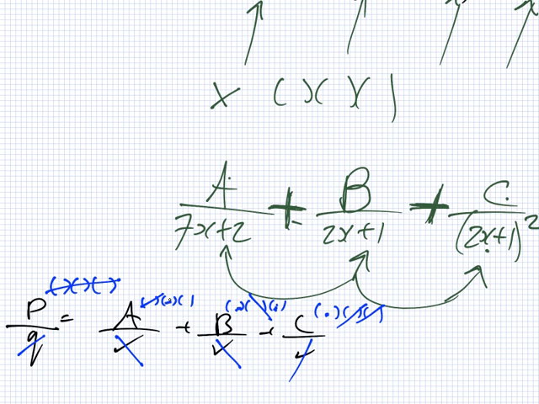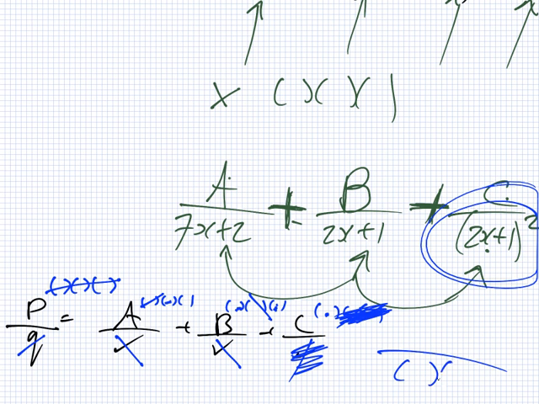So for C, yeah. Also, C makes sense times 7x plus 2. No, because these two cancel this. Because on the bottom there are two of them: 2x plus 1 and 2x plus 1.